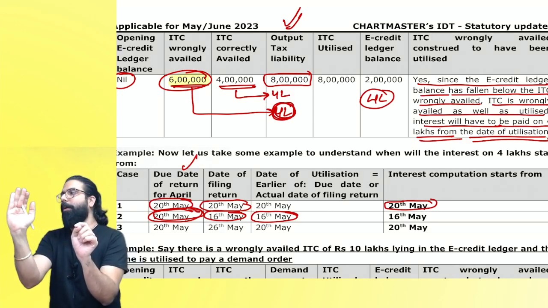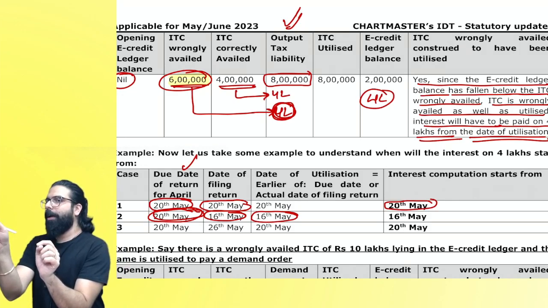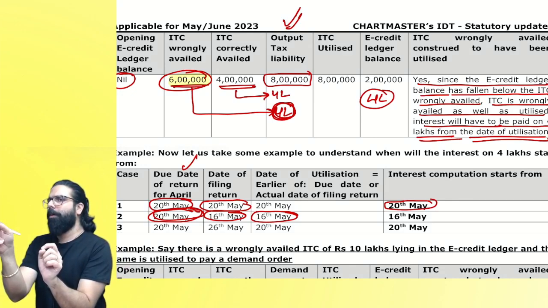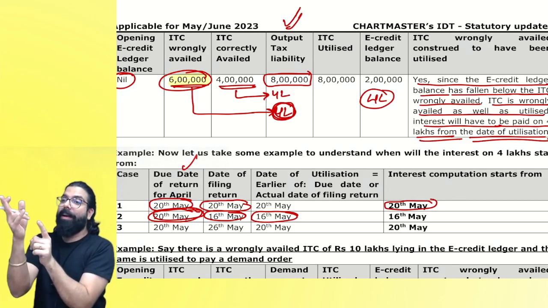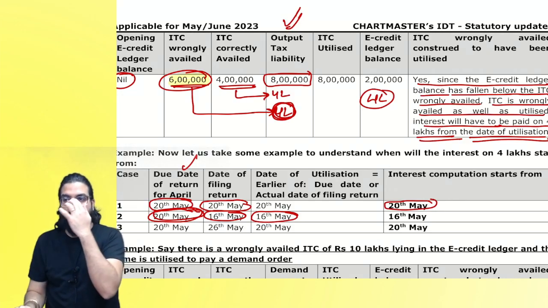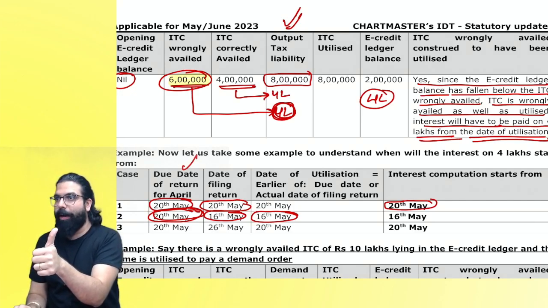So instead of the due date, interest will start from 16th. Can you tell me, in the month of May, how many days? 31 minus 16, 15 days. You got my point? Interest starts from the next day. Is my point clear? Can I go ahead? Next.